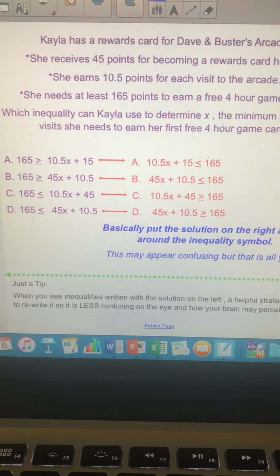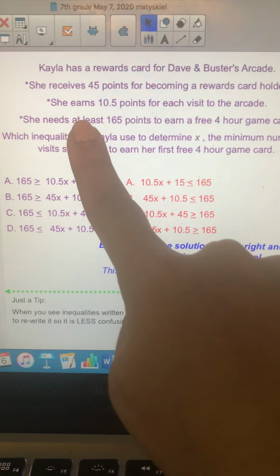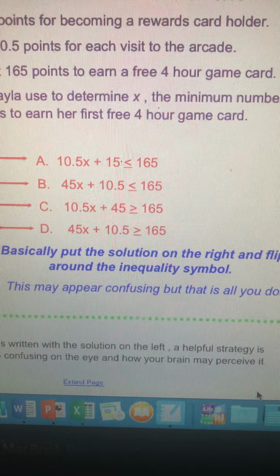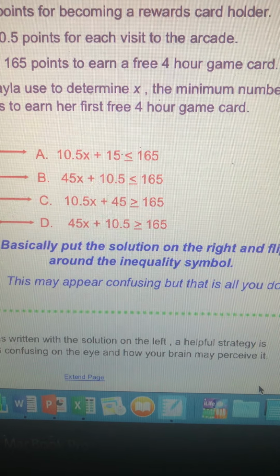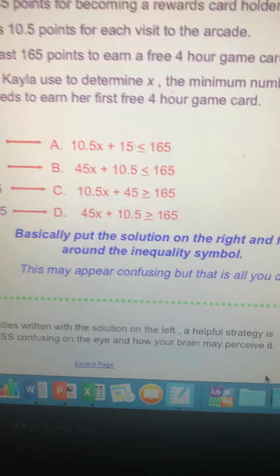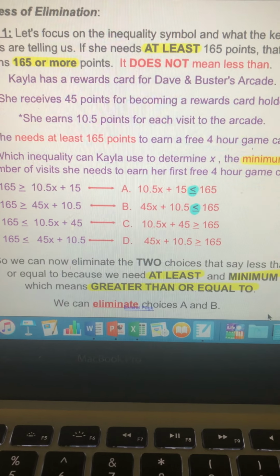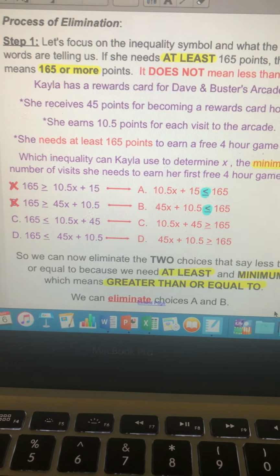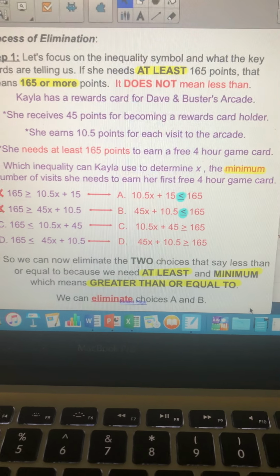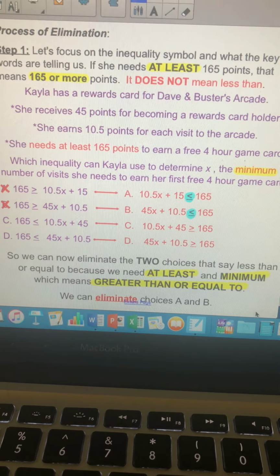And now we're going to look for that word "at least," right? So "at least" means greater than or equal to. So if you look at our red choices, which ones do not have greater than or equal to? Those are going to be the ones we eliminate first. Okay, and you should notice that choice A and B have less than or equal to. So we're going to eliminate those. Those are not possible answers that we could use for this because she needs at least that amount. She can't get it if she has less than 165 points. So those would not be okay.